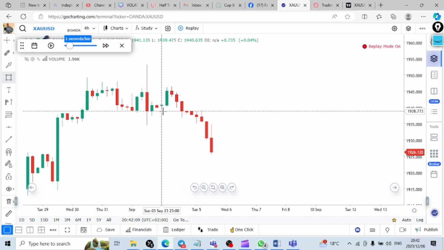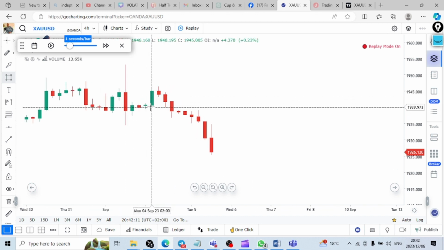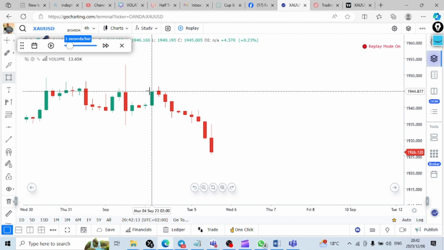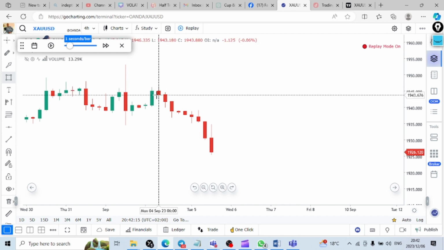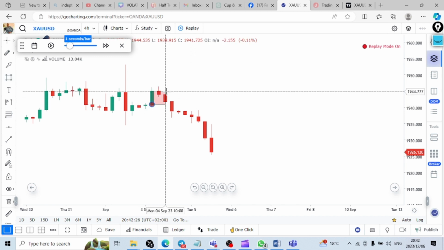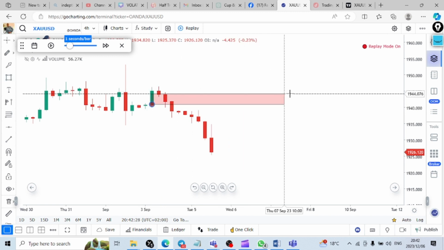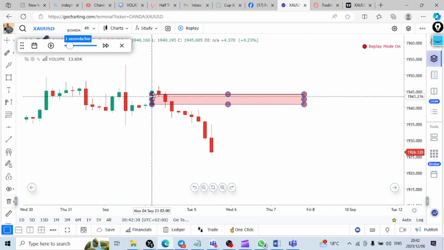So what you're gonna do is this: when you're marking the order block, you only focus on the body. The candle has a wick, and there is also a body. The candle is made up of 4 parts: the high, the low, the open, and the close. So you only focus on the open and the close of the candle, or basically the body of the candle. So that's what I'm gonna do. I'll focus on the body of the candle and I'll mark it.